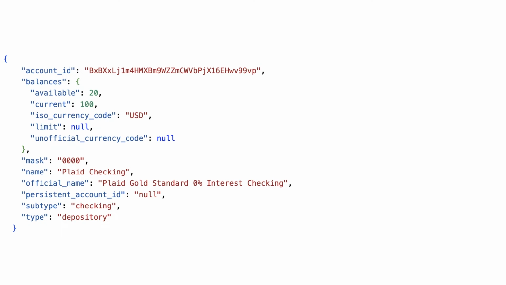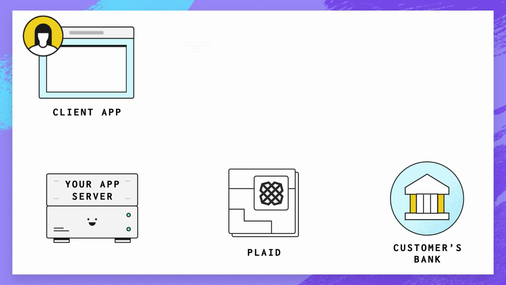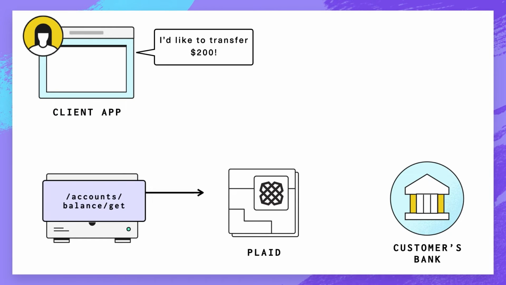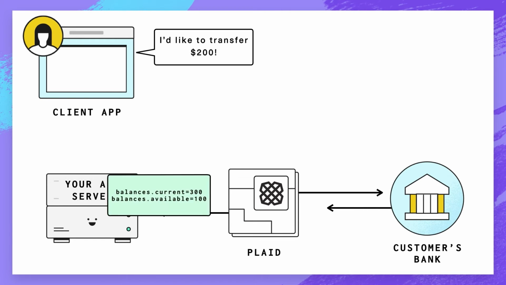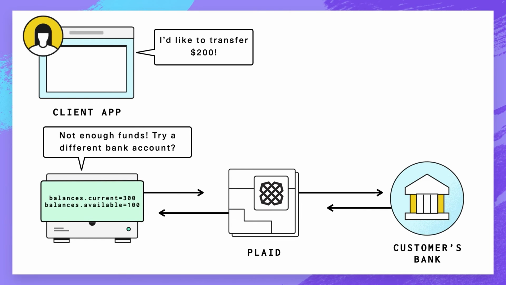You'll typically receive two balance values. The current balance reflects the amount of money the user currently has in their account. The available balance reflects how much money your user has available to spend, taking into account any held deposits or pending withdrawals, and is the preferred value to use when determining if the user has the funds to cover a transfer. After accounts balance get has returned data, you can compare the balance returned to the amount of the proposed ACH transfer and decide whether to allow the transaction or ask the user to provide a different funding source.